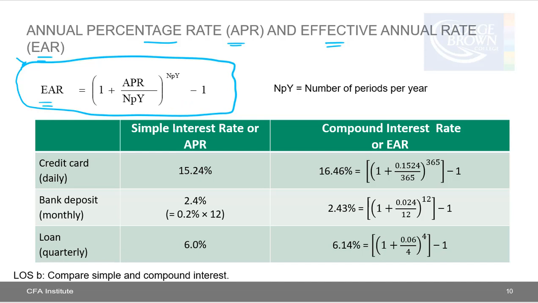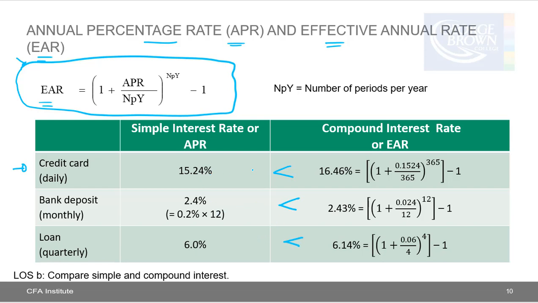Okay? So in the text and on this table, it's showing the example of the simple interest rate, or APR, annual percentage rate, and then showing the compounded interest rate, or the effective annual rate. Okay? And you can see in all cases, the compounded or effective annual rate is going to be higher than the simple interest rate, the annual percentage rate that has been quoted. Okay, so that's the first thing to note.